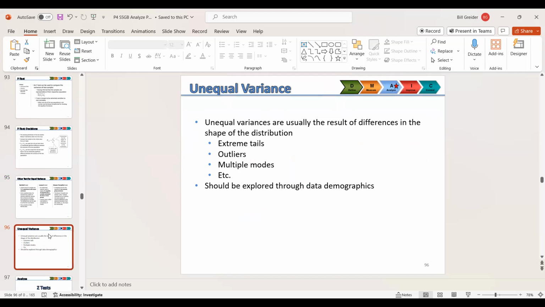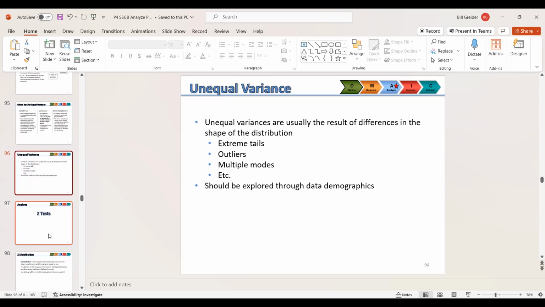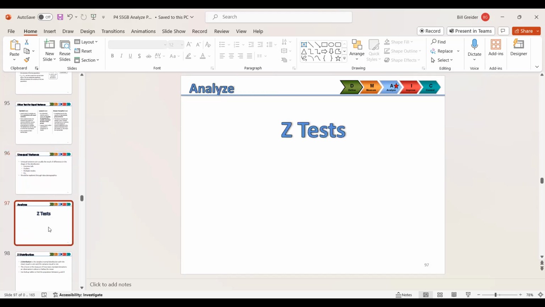And then unequal variances are usually a result of differences in the shape of the distributions, like extreme tails, a lot of outliers, multiple modes, where the same data point shows up over and over. And it should be explored through data demographics. Anyway, let's get through that.